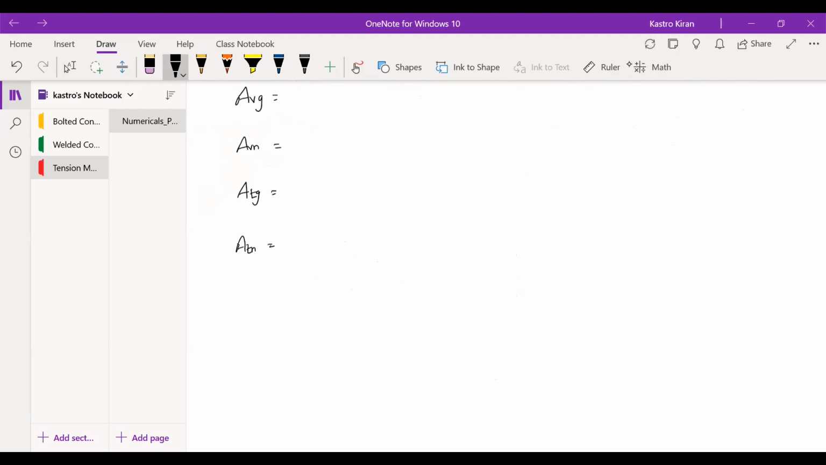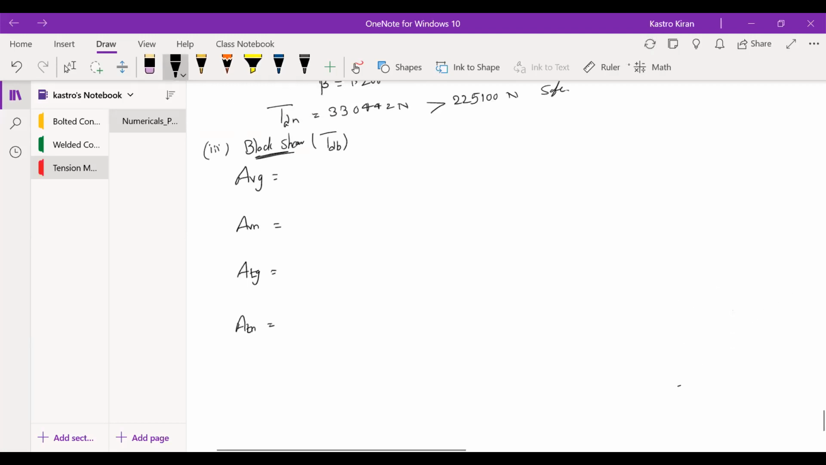So what we have considered: if it is a welded connection, the value of AVG equals AVN, and the value of ATG equals ATN. Remember, this is for welds. But here we have bolts, so we need to find out all the four values.